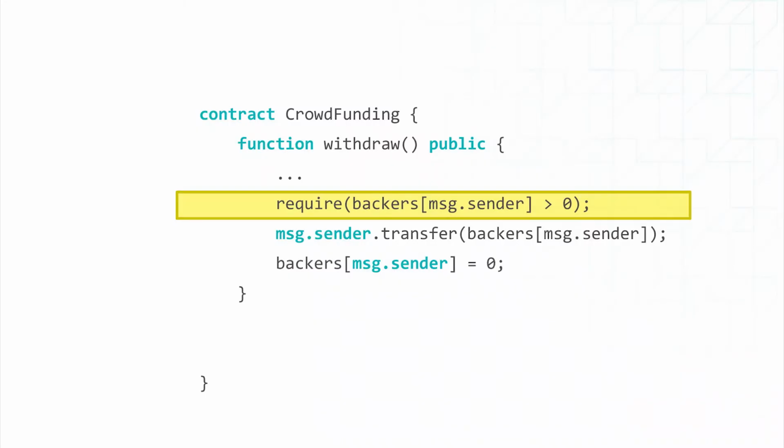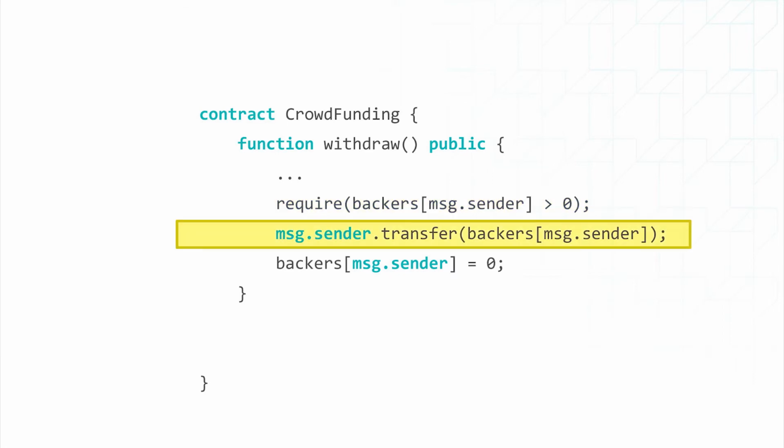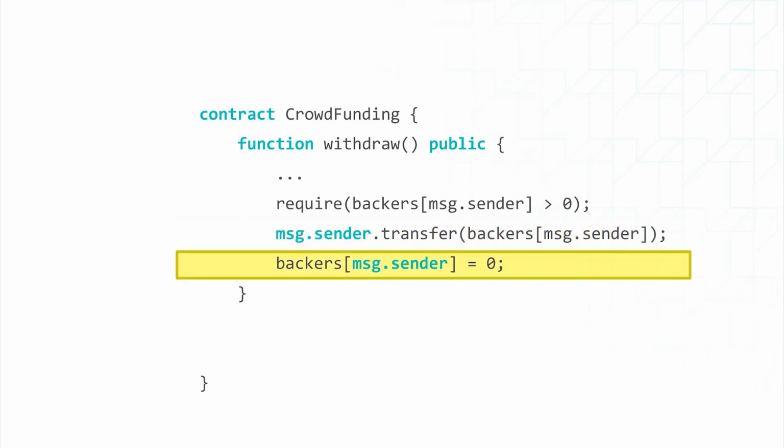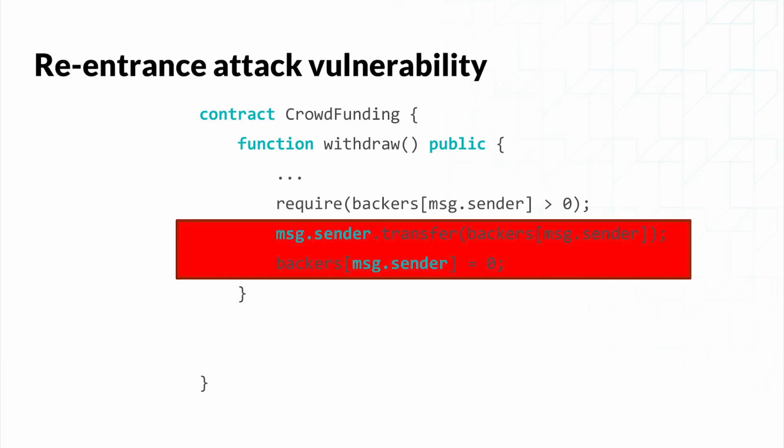So I will show you how easy it is to introduce such a kind of vulnerability. Let's say we want our people to have the ability to withdraw their funds if the funding was not successful and the goal was not reached. So of course we check if they actually have something to withdraw. Then we send the money, and then we zero the internal state, which, maybe not of course, but this is a re-entrancy attack vulnerability, what you can see here.